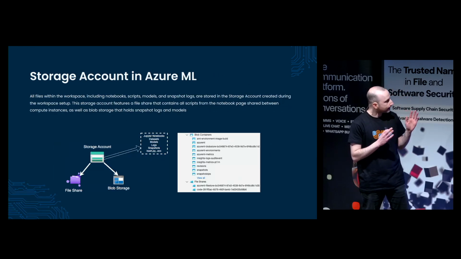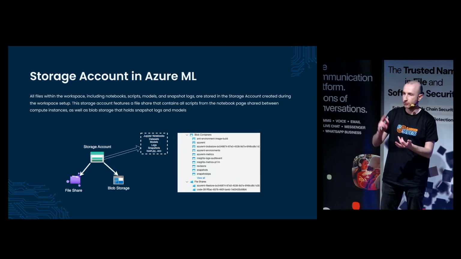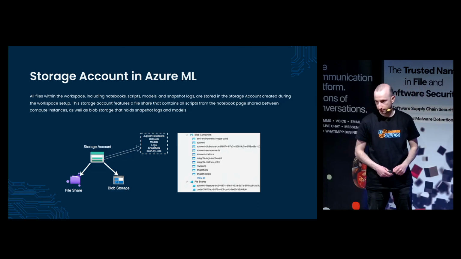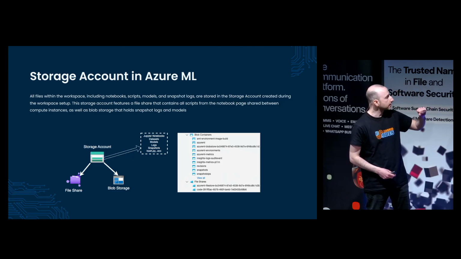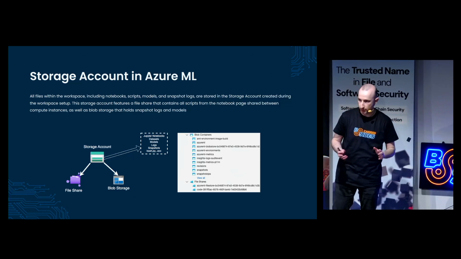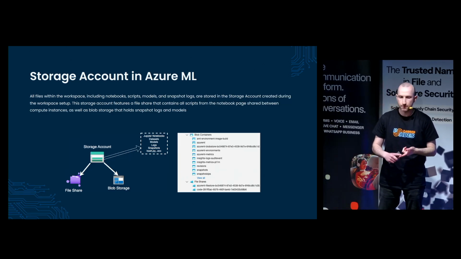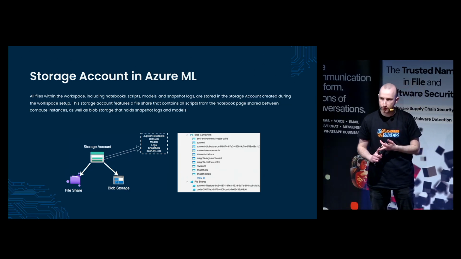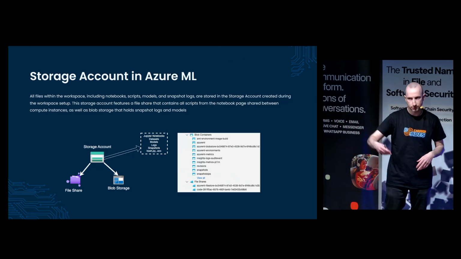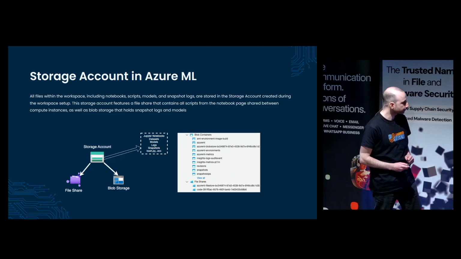So all of these files, all of this stuff, the trained models, the notebooks, the bash scripts, whatever you have there, are stored in this storage account, okay? So the storage account is connected to Azure ML, and it has a file share and a blob storage, right? In the file share, you find, for example, the notebooks, you find the different scripts you have on the machines, and on the blob storage, you have the experiments, the jobs, the trained models, the pickle files. So you have everything here, okay?